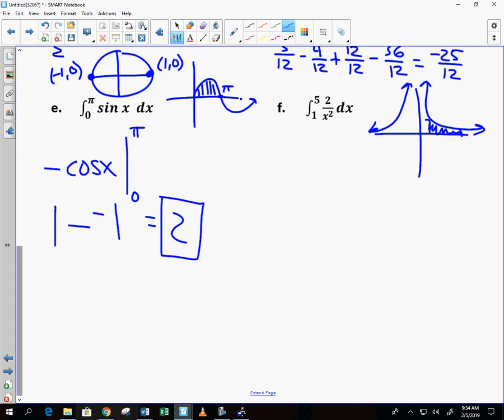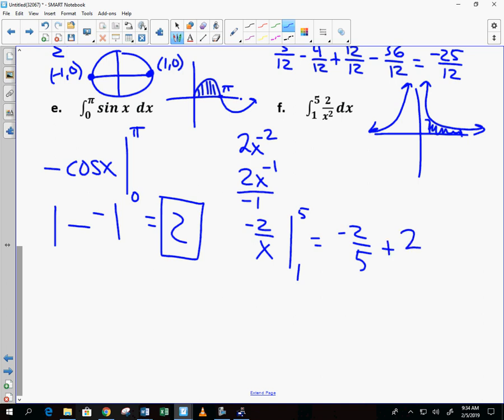So I have 2x to the negative 2. I need to find an antiderivative for 2x to the negative 2. 2x to the negative 1 over negative 1, which is just negative 2 over x. So I evaluate that at what two numbers? 5 and 1. Plug in 5. What do you get? Negative 2/5 minus, plug in 1. What do you get? Negative 2. So plus 2 or plus 10 over 5, which would be 8/5.